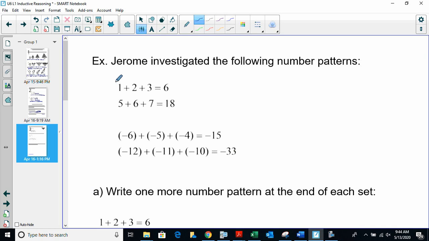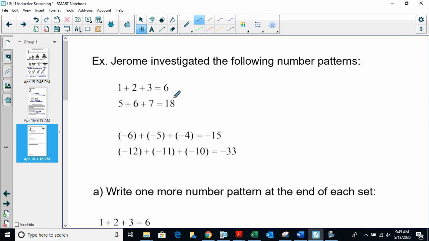So what we observe from those examples is that the numbers that you are adding are all consecutive numbers, consecutive integers, I should say. So when we have 1 and 2 and 3, those are one after the other. This is the meaning of consecutive. 5, 6, and 7, one after the other. -6, -5, -4, one after the other. So you are adding 3 consecutive integers.